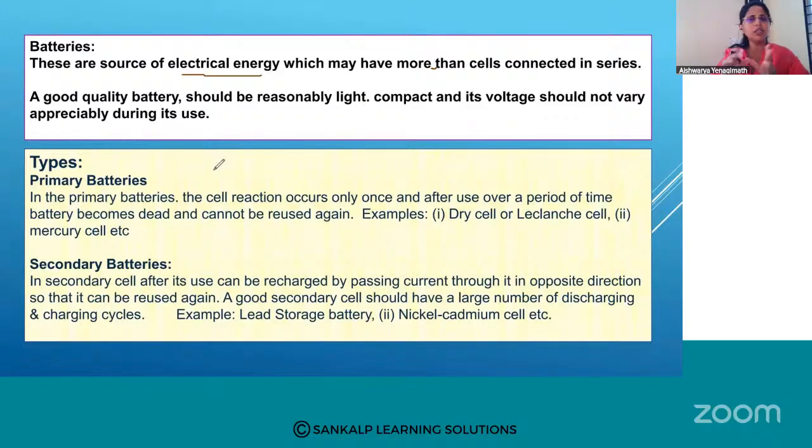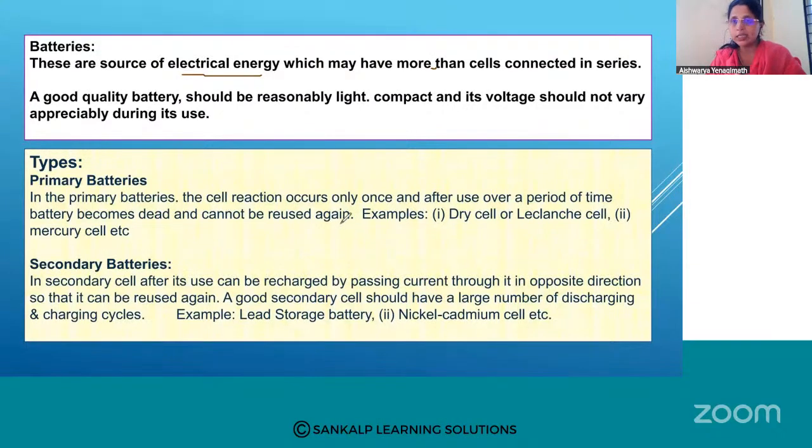The small batteries you use in toys, earlier you would put in 2 cells and immediately play with them. After some time the cell goes dead. We also use these batteries in clocks. So we call them primary batteries. They have one or more cells. In primary batteries the reaction occurs only once, and after use over a period of time it becomes dead and cannot be reused again.